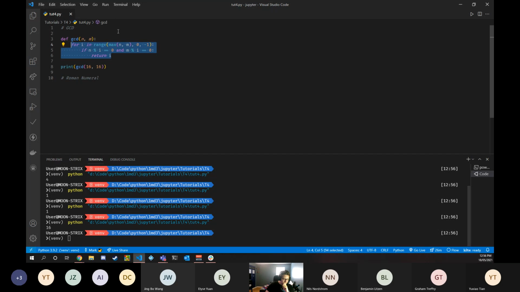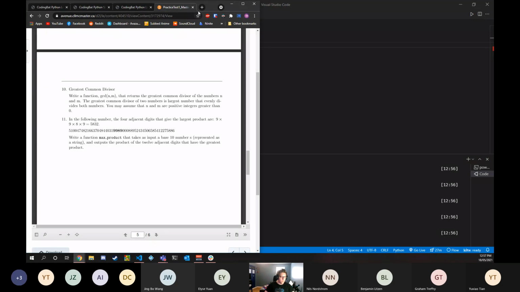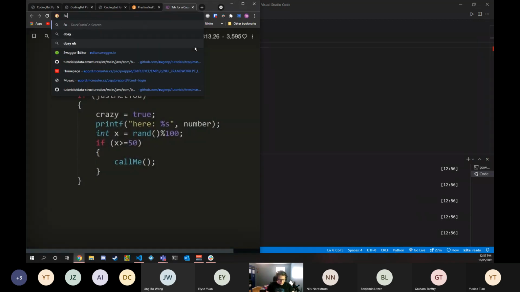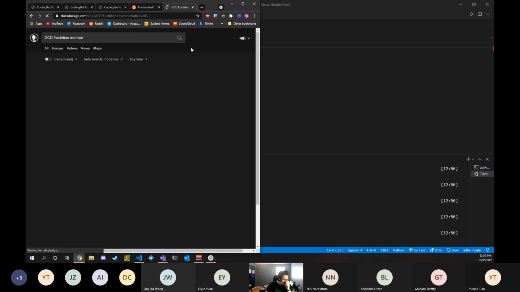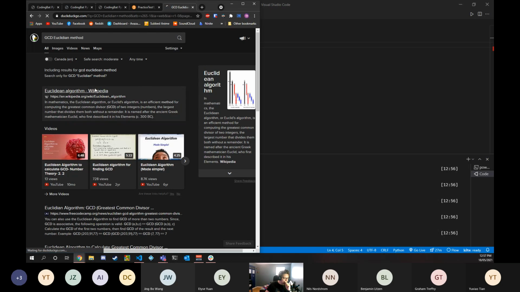There's a method called the Euclidean method. Many math students will know this. So first we need to have consistency. I'm trying to remember how the Euclidean method works. Why bother explaining it when we can Google it? GCD Euclidean method. I swear, if I Google this and it doesn't come up. Euclidean algorithm.